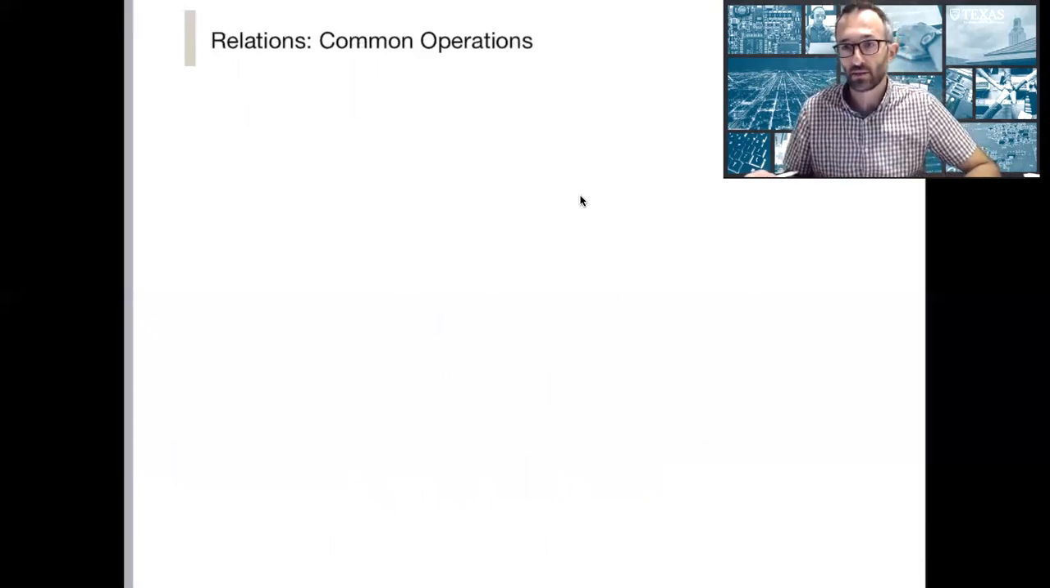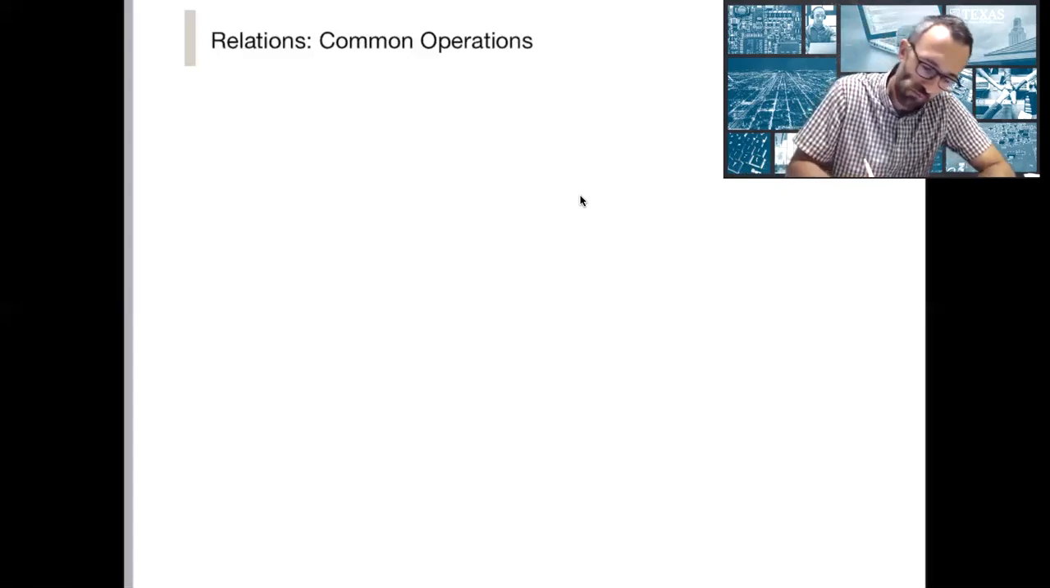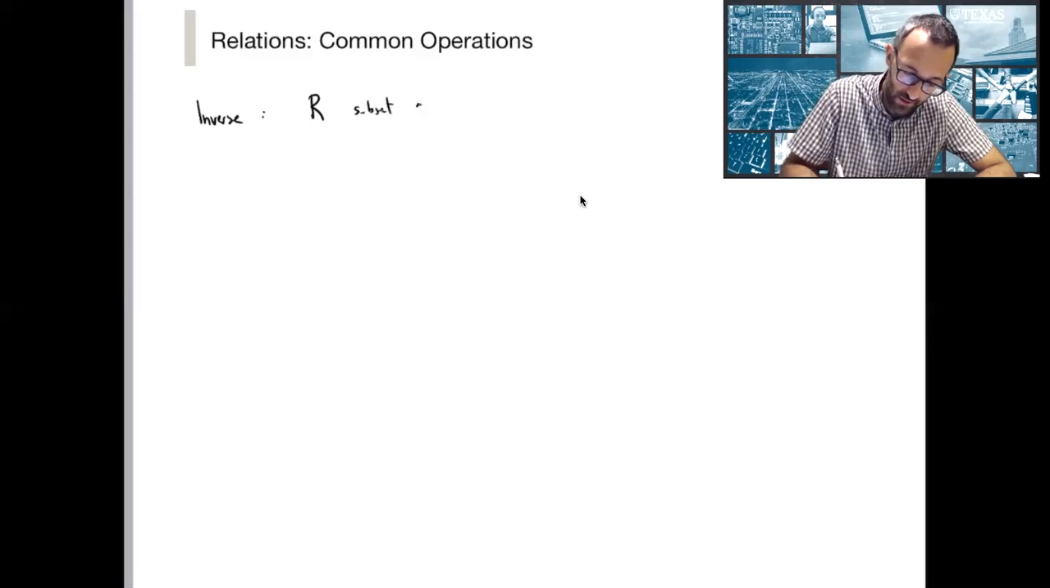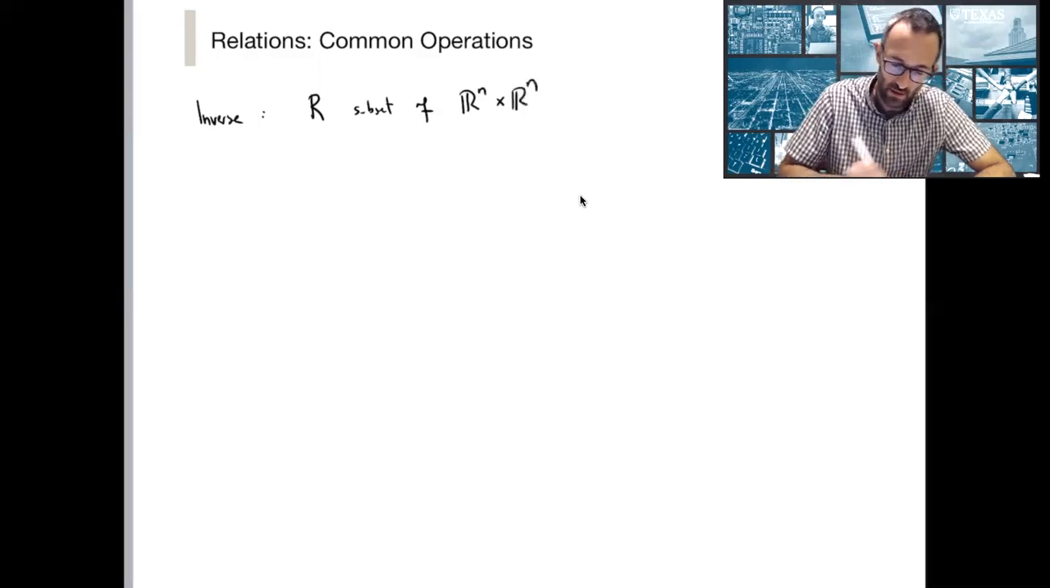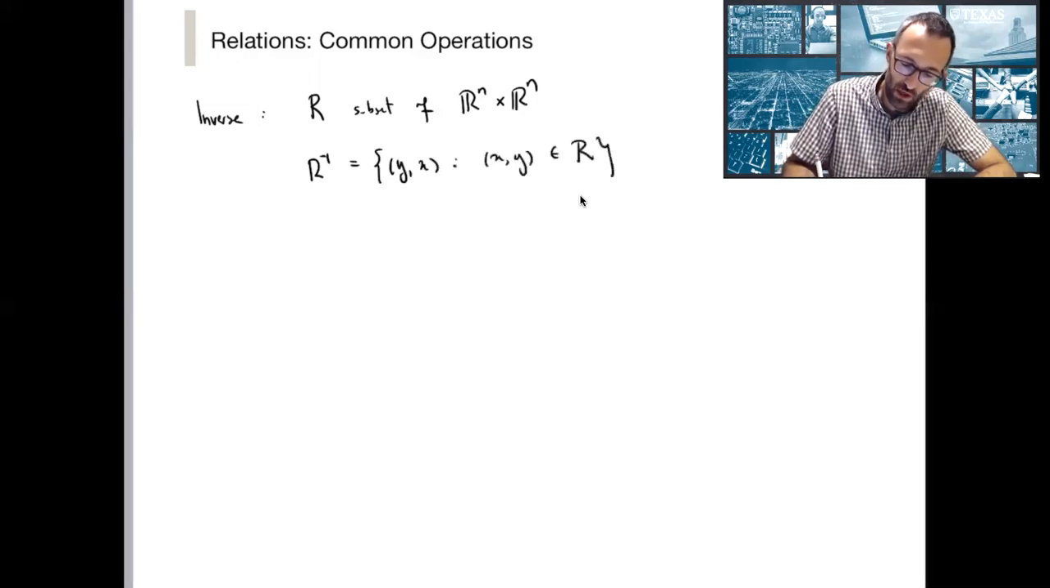Defining a relation allows us to make precise a few common types of operations that we might want to use. So very important for us has been the inverse. So if R, we said a relation is a subset of Rn cross Rn, then R inverse is also a subset of Rn cross Rn, and it's just defined as all pairs y comma x such that x comma y belongs to R.